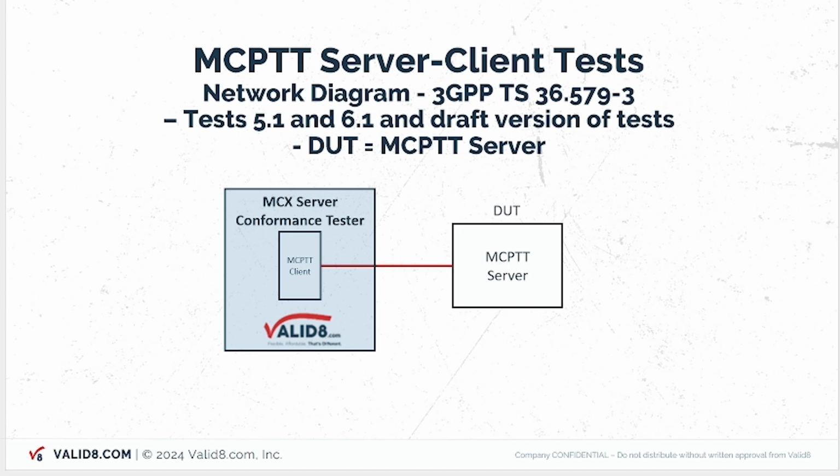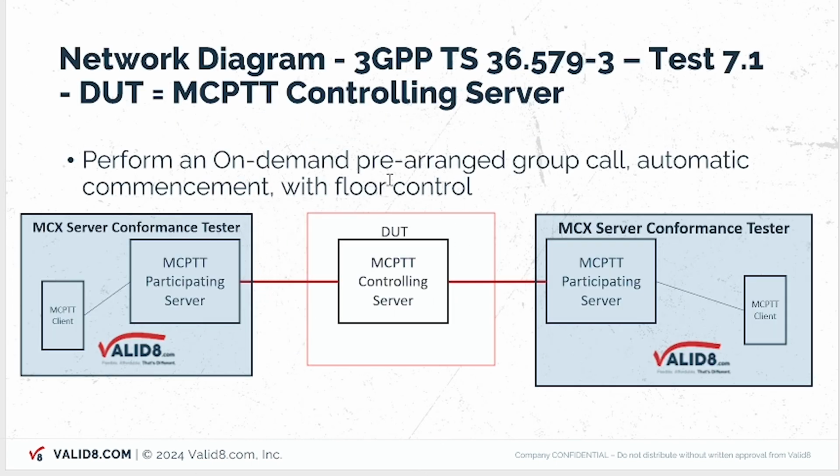In these test scenarios, we are testing an MCX server that is a combined controlling and participating server. There are other 3GPP MCX server test scenarios where only an MCX controlling server function is tested or only an MCX participating server function is tested, as seen in these diagrams. For example, here, in this case, the MCPTT controlling server is tested. And in these tests, it's testing a prearranged group call being done.